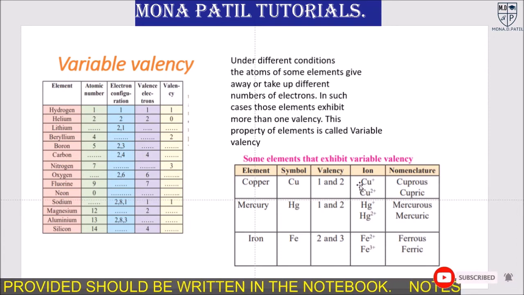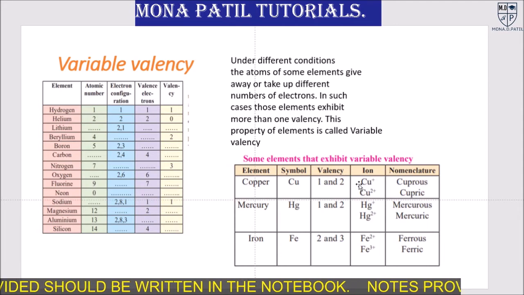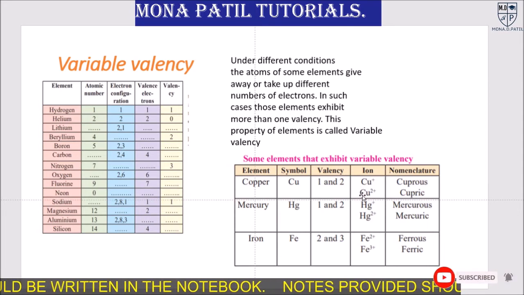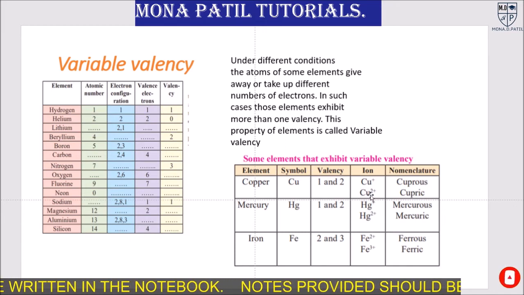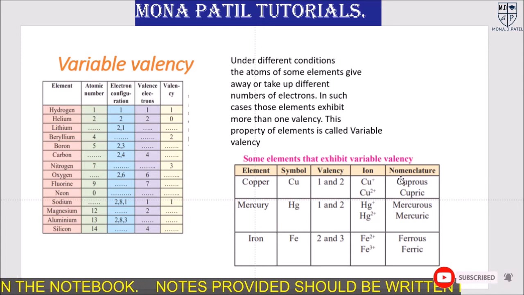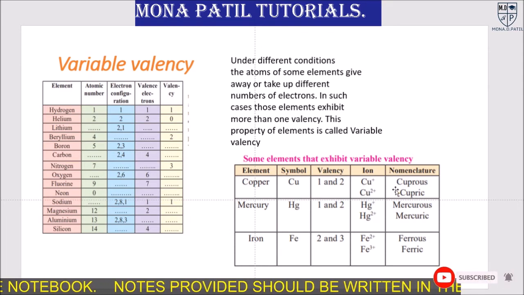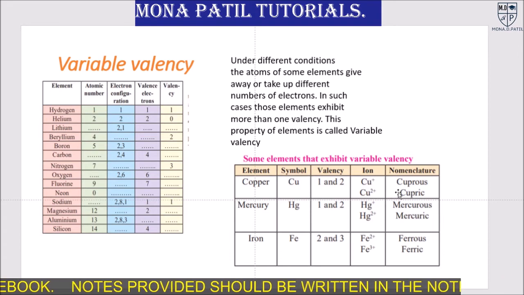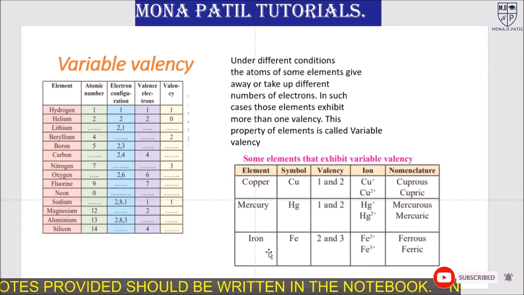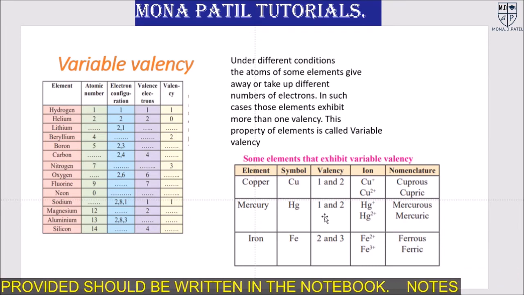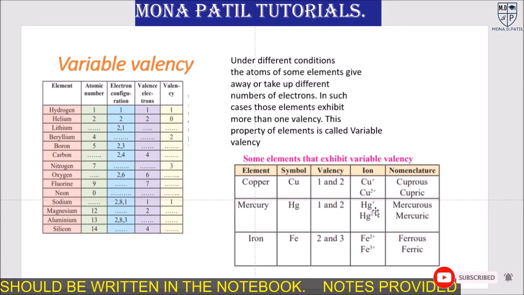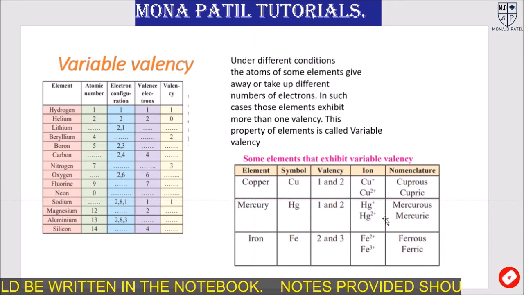Suppose it gives 1 electron, it will form copper plus, Cu+. And if it gives 2 electrons, it will be copper 2 plus, or Cu2+. So if 1 plus is there, then it is cuprous, and if the 2 plus ion is there, then cupric nomenclature is used. The same is true for mercury and iron. Mercury also has 1 and 2 valency, Hg+ and Hg2+. So mercurous and mercuric, like that.